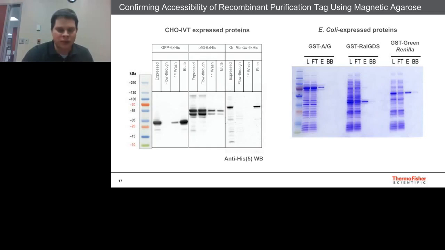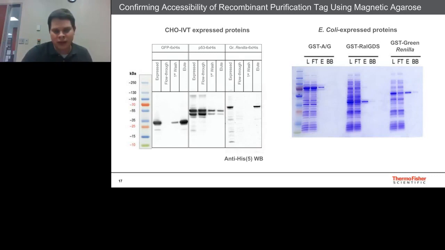Load, flow through, first wash, and eluate fractions were evaluated by Western blot using an anti-His5 antibody. P53, which forms a tetramer of identical 53 kilodalton proteins, had poor binding, probably due to low accessibility of the His-tag at the C-terminus.